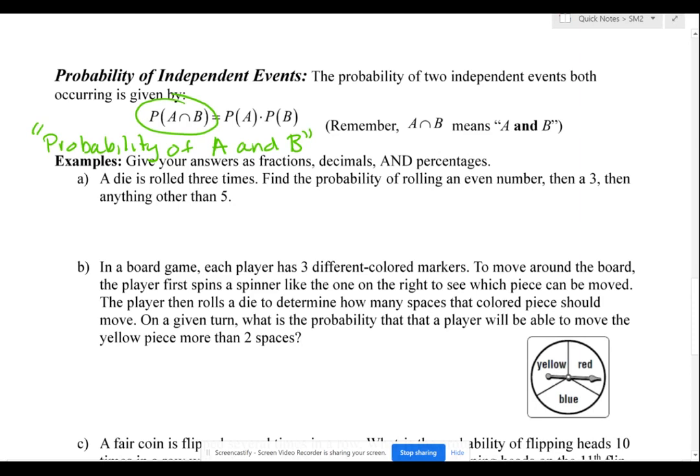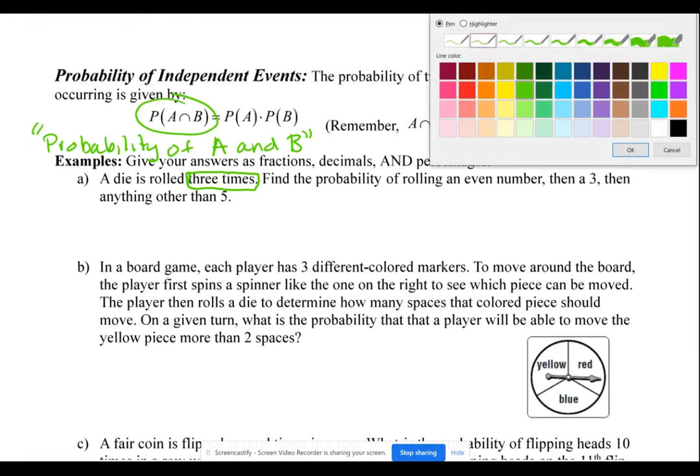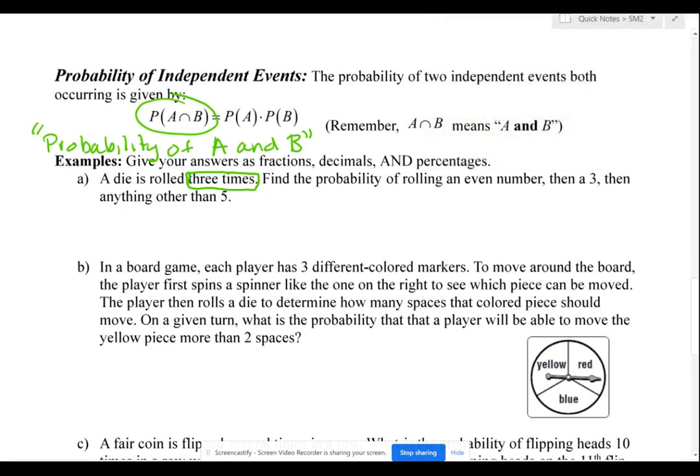So, example A. A dice is rolled 3 times. I have 3 different things going on, and it's a dice. Find the probability of rolling an even number, then a 3, then anything other than a 5. I'm going to be a little extra at the moment and write down what options I have. So I have a dice, and my options are 1, 2, 3, 4, 5, and 6.